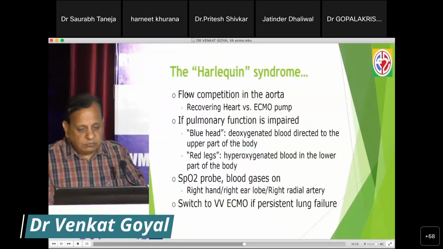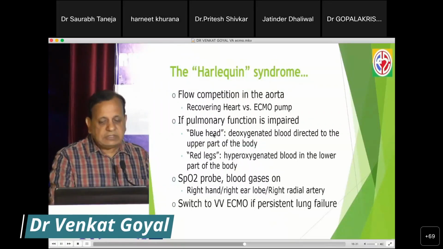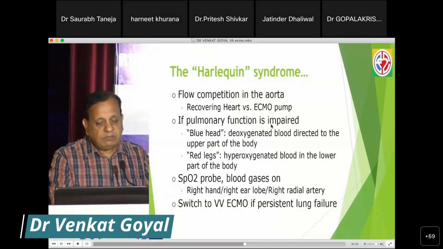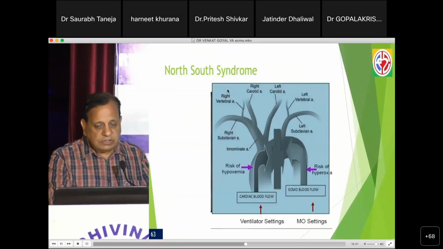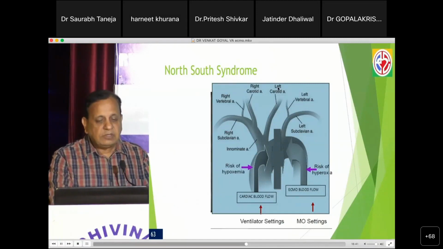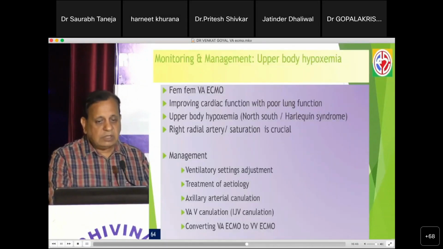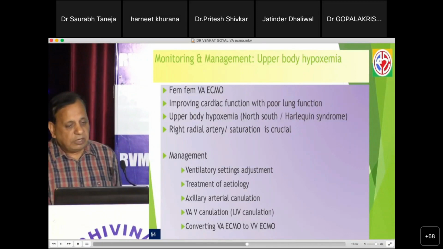And therefore you switch over to VV ECMO if persistent lung failure occurs, or VAV ECMO. And this is just to show you the picture. You see, if the left ventricular function is picking up, you can start thinking of weaning off the patient also. Then monitoring and management of upper limb body hypoxemia.